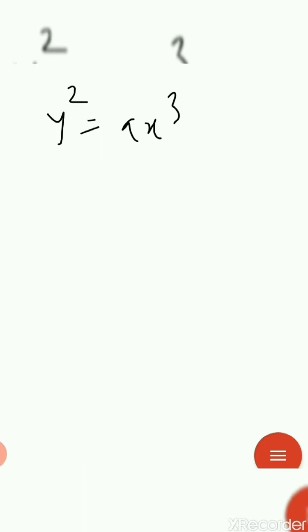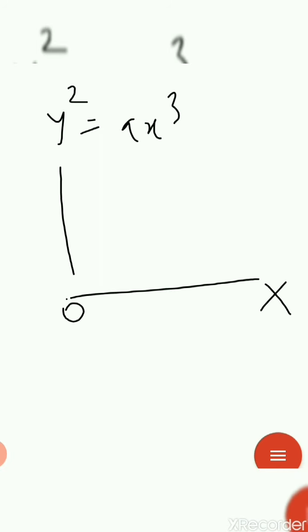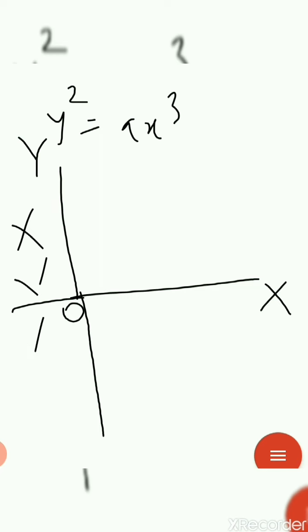To draw the graph, the equation of the curve is y square equal to ax cube. Here O is the origin, OX is our x-axis and OY is our y-axis. Let us take some points downward and also on the left hand side. Since we have seen that no part of the curve is in the left hand side of the y-axis, we only get the portion of the curve on the right hand side.